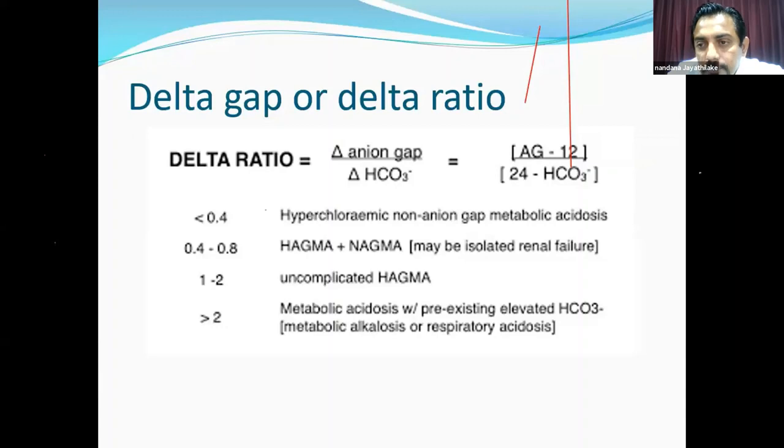This is, I think, the sixth formula: anion gap minus 12, divided by 24 minus the bicarbonate level. And with this, you can get a value.